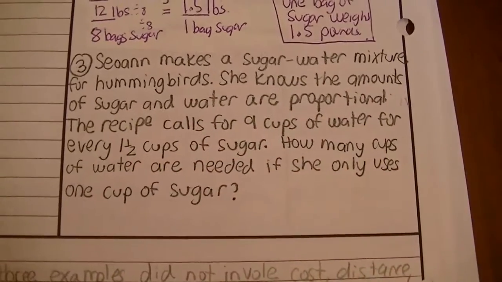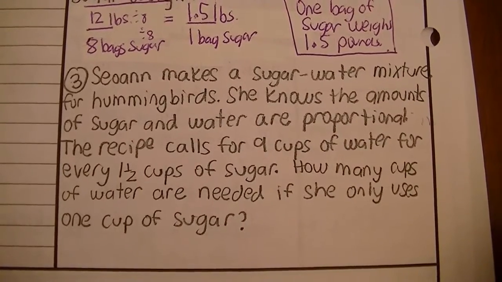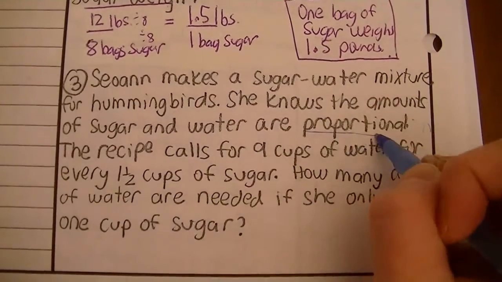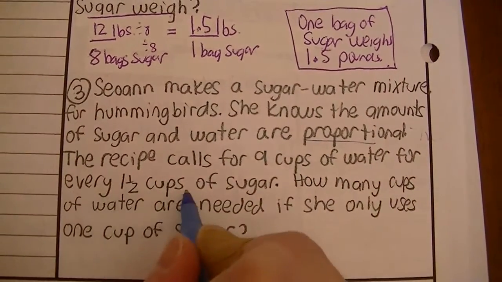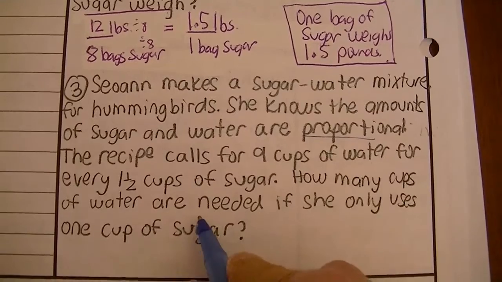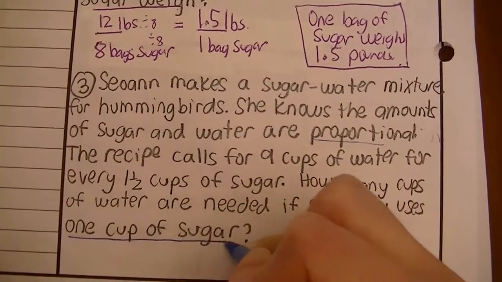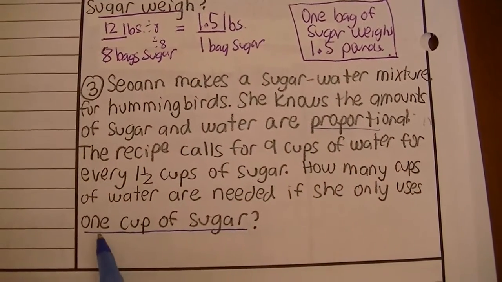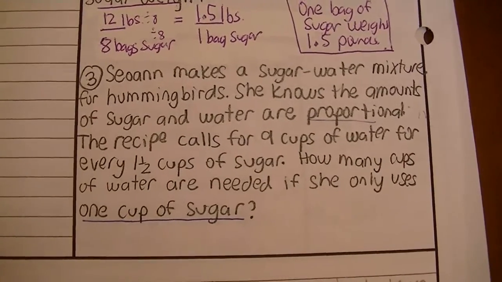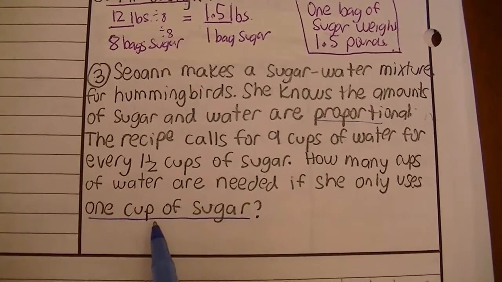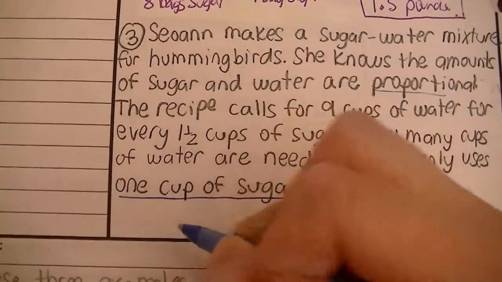Okay, it says, Anne makes a sugar-water mixture for hummingbirds. She knows the amounts of sugar and water are proportional. The recipe calls for 9 cups of water for every 1.5 cups of sugar. How many cups of water are needed if she only uses 1 cup of sugar? Okay, and you're probably wondering why I said that's so weird, because that kind of implies that we want the cups of sugar in the denominator, okay? Because we want to figure out how much water is needed for 1 cup of sugar. So I want cups of sugar on the bottom, the denominator.